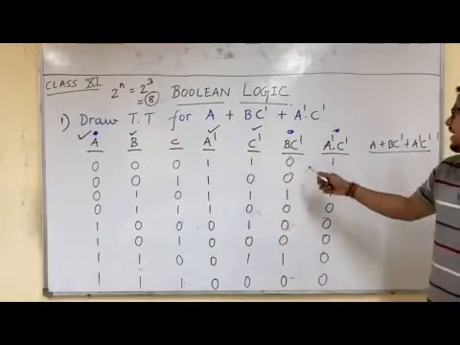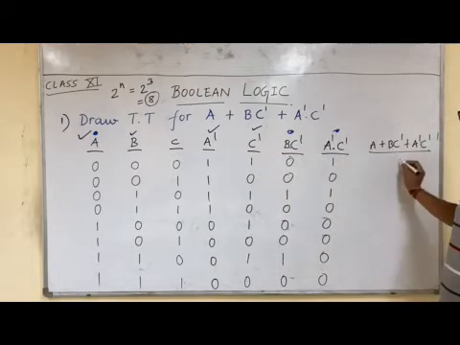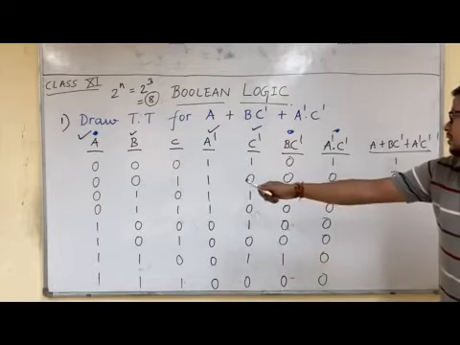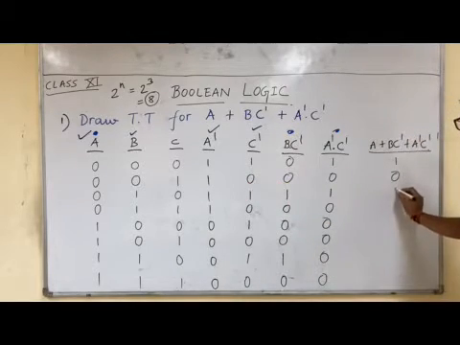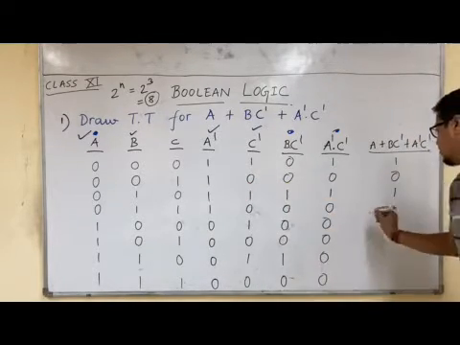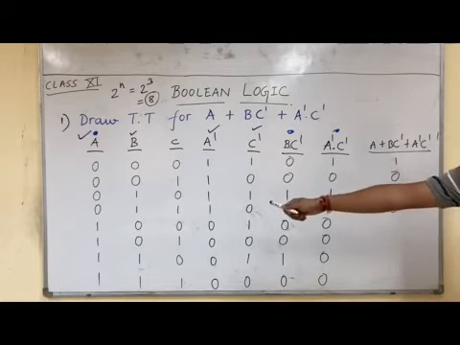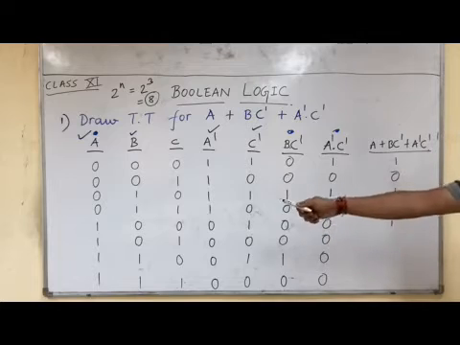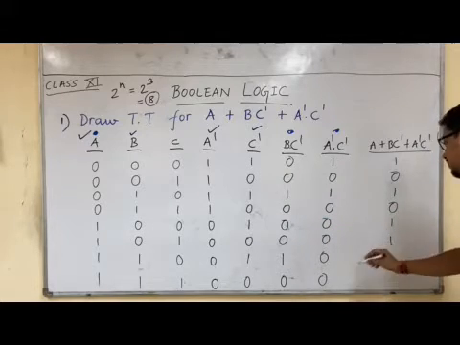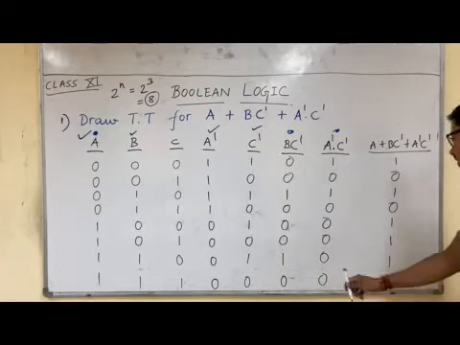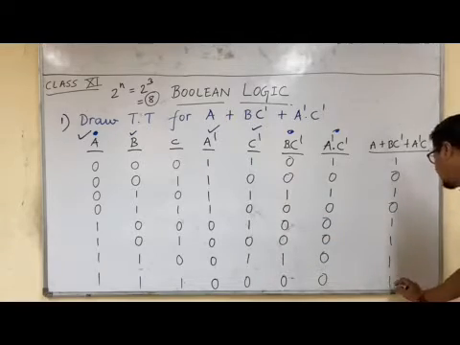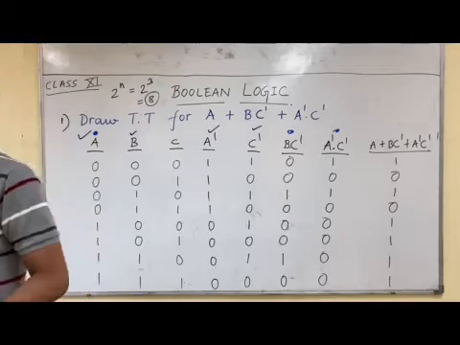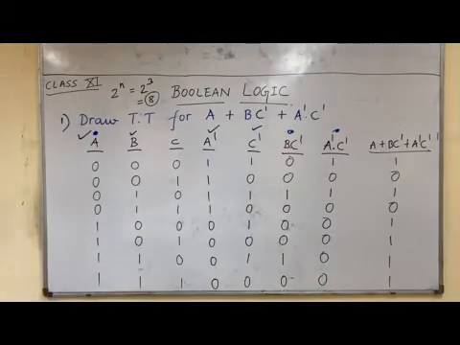A, this and this, 0 0 1, output is 1, 0 0 0, output is 0, 0 1 1, output is 1, 0 0 0, output is 0, 1 0 0, output is 1, 1 0 0, output is 1, 1 1 0, output is 1 and 1 0 0, output is 1. Okay students, so in this way we will be solving a normal question for a truth table.